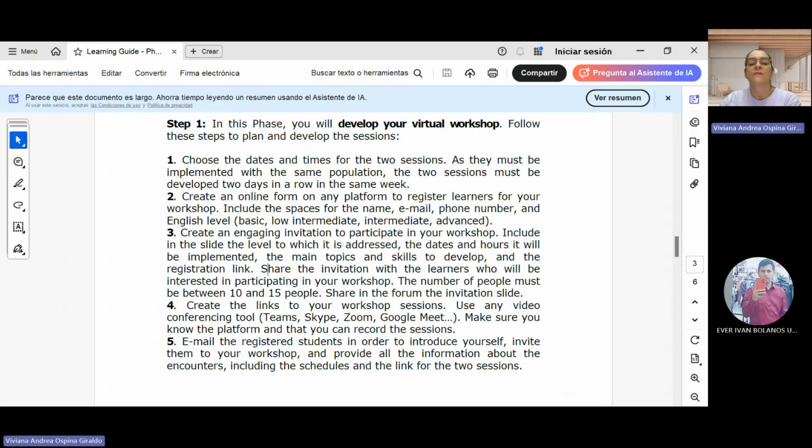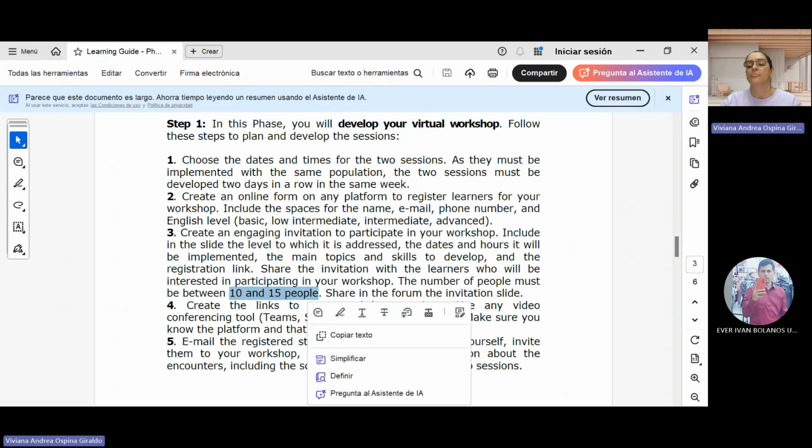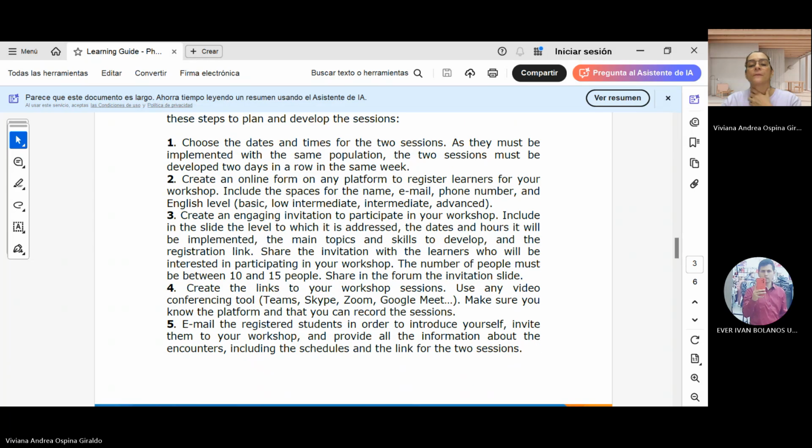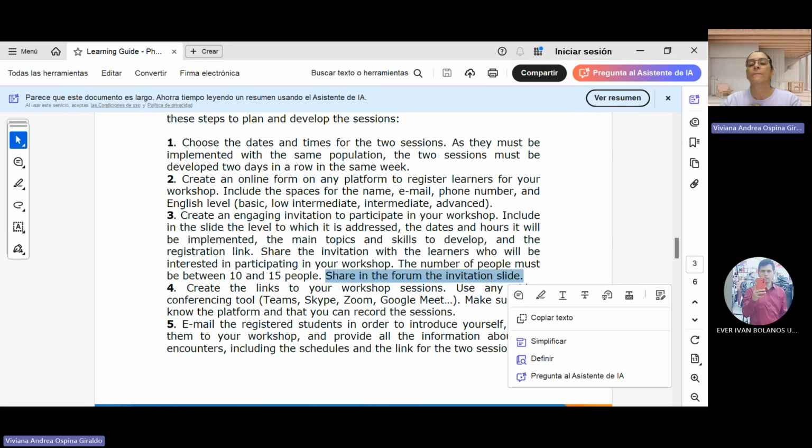Then you have to share the invitation with your learners. And then the number of people must be between 10 and 15. That is the number, between 10 and 15. You have to share the invitation in the forum.